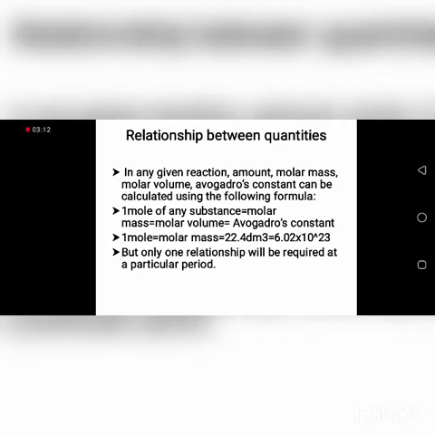This particular formula relates four quantities. But in any particular reaction, two of these quantities will be required, and only one relationship will be required at a particular time. If you are given a question, you can relate mole to mass, mass to mole, mole to volume, or mass to volume. So you cannot be asked more than two quantities in any given reaction.